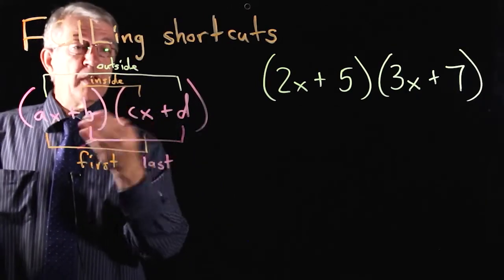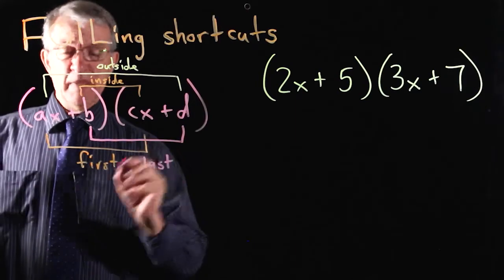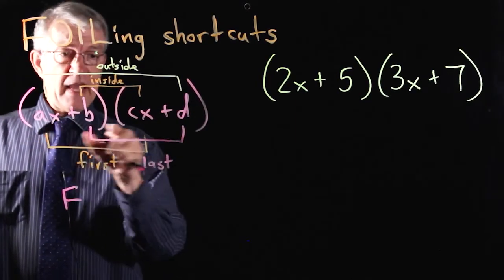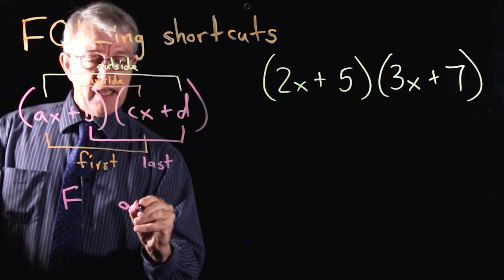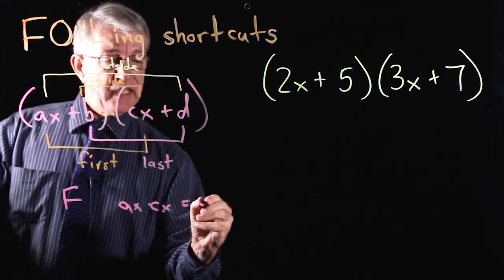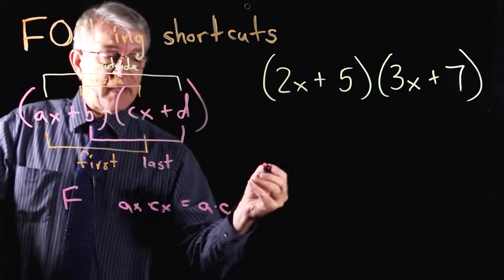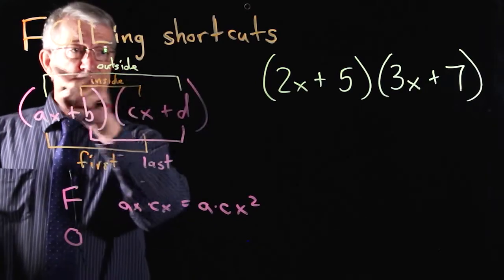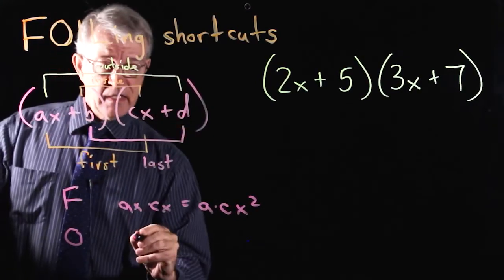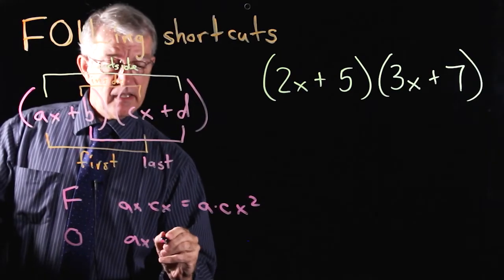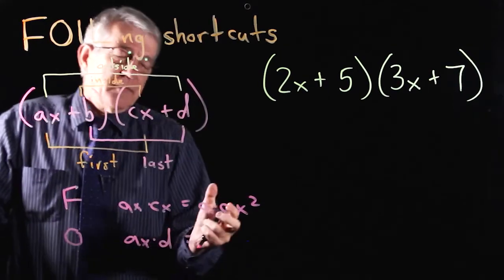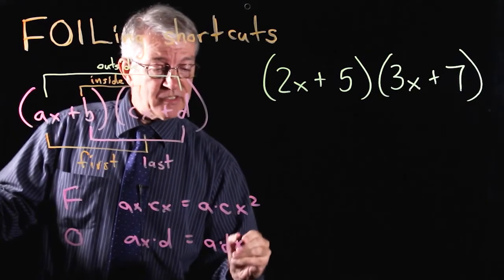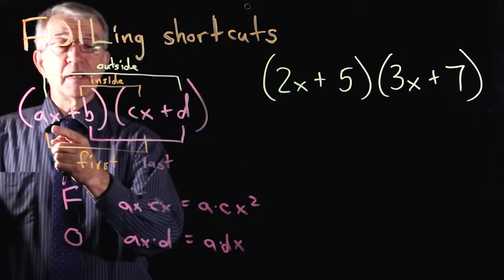And so if I were to FOIL this generic problem, bear with me, it only goes for a minute. We have the F, this is the first, the AX times the CX. AX times CX equals A times C, I've put my numbers in the front, times X squared. And then the O, this is the outside, I have the AX times the D. And again, we mathematicians like to put the numbers in the front and the letters at the end, so A times D, and then the X variable at the end.